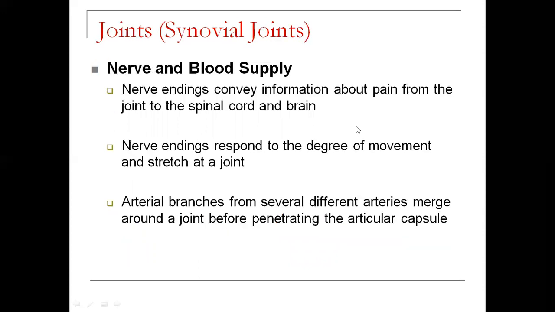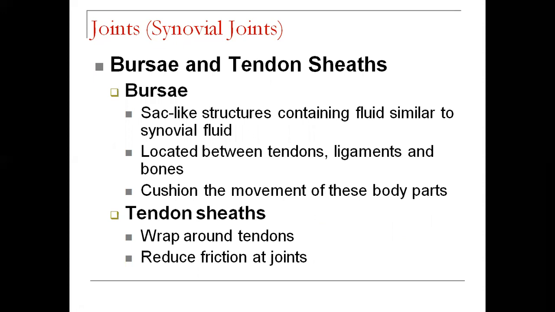Now we'll talk about the nerve supply and blood supply. The nerve endings convey information about pain from the joint to the spinal cord and brain. And nerve endings also respond to the degree of movement and stretch at a joint. Then we'll talk about bursae and tendon. Bursae are sac-like structures which contain fluid similar to synovial fluid. And these are located between tendons, ligaments, and bones. The tendon sheaths are the coverings that wrap the tendon and reduce friction.